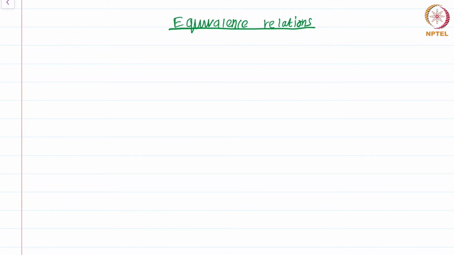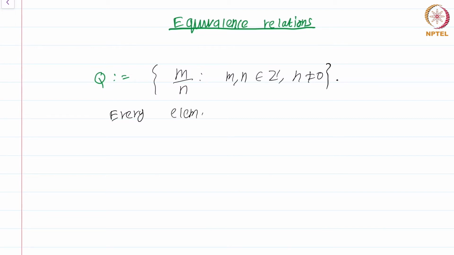Recall that we had defined the set of rational numbers Q to be the collection of all elements of the form m by n, such that m, n come from the integers and n is not 0. Now there is a problem with this definition. From our axioms of set theory, we require that every element is itself a set. But it is not clear what the meaning of m by n is. What does this even mean?